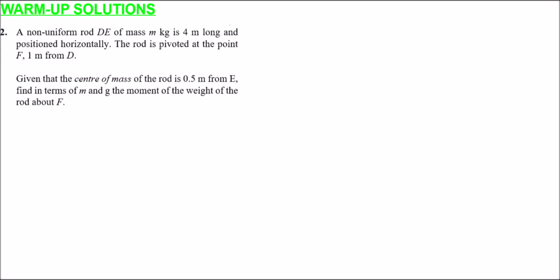So for question 2, we again have a rod, but this time it's non-uniform. Non-uniform means the centre of mass isn't necessarily at the centre of its length. So we are told it's a rod at least, so it can be modelled as a straight line, and it's got length 4 meters. So let's just draw this in here. So it starts at D and goes through to E. So that's D, and this is E. And we're also told that it's 4 meters long. So let's add in that information.